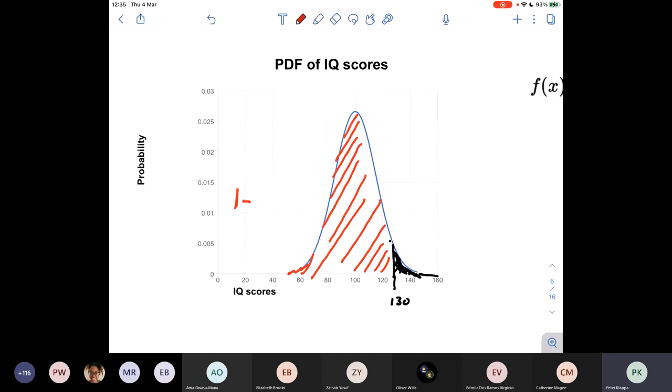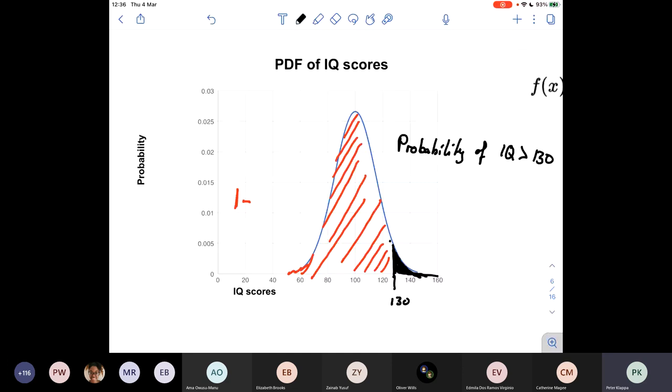So how do we find the area under the curve? Well, let's just go with the black bit here. We want to find the probability of IQ larger than 130. So, how do we find the area under a curve? What would be the mathematical operation for that? Finding the area under a curve. What do you think? Louis says, integration, absolutely spot on.